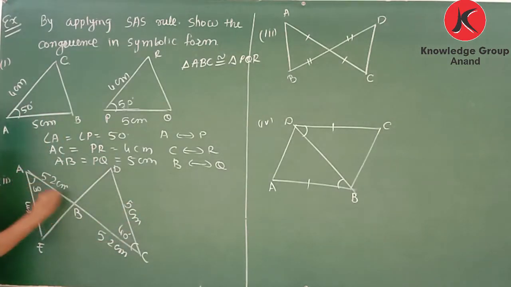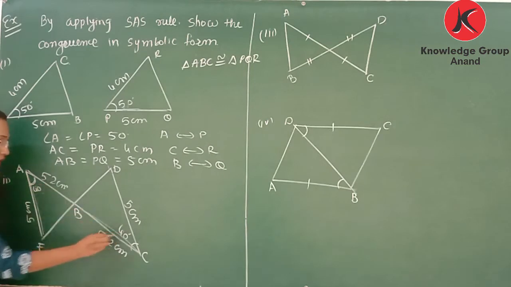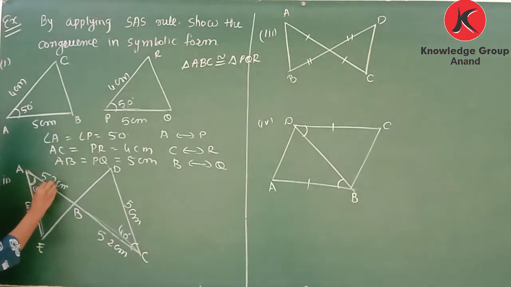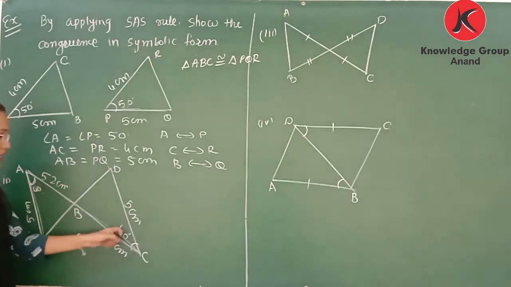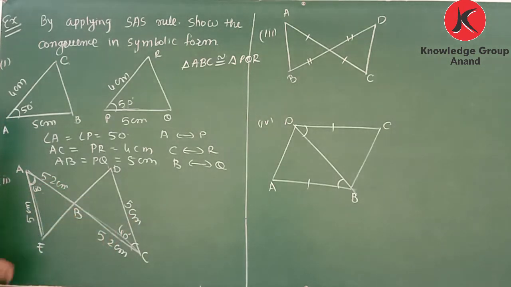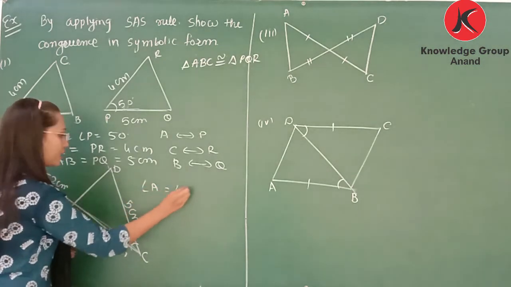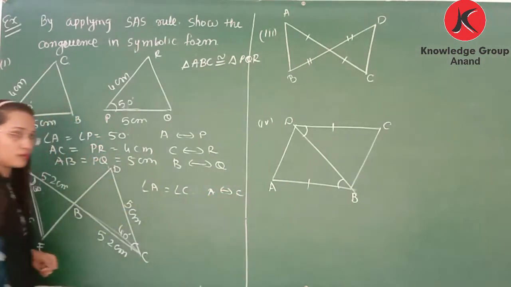Now next, this figure is given. Here two sides and the included angle are given. Here also two sides and the included angle are given. The included angle is equal. This side is 5 centimeter, this is also 5 centimeter. This is 5.2, this is also 5.2. So we can apply SAS criteria, because two sides and the included angles are equal. So we can represent angle A is equal to angle C, so A corresponds to C.